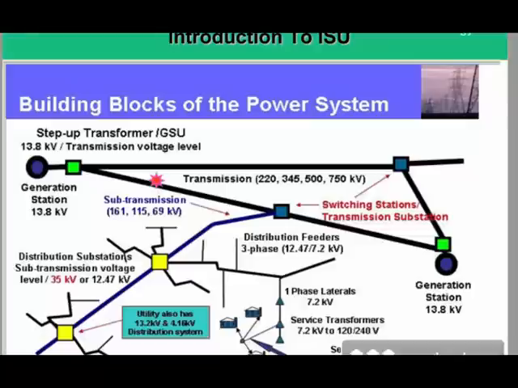Then from this distribution substation, you can see there is a feeder line coming out. In the middle, you can see from the yellow one, there is a 3-phase feeder, and then from this feeder there is a single phase line, and then there is a service transformer which reduces further the voltage to 220 or 240 voltage level.